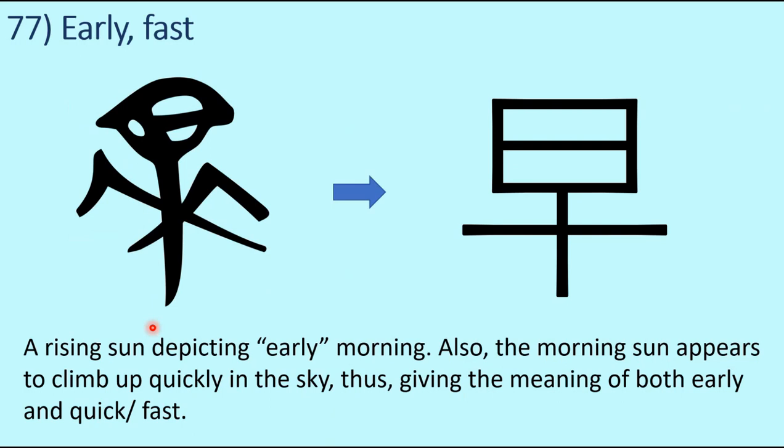Now, from where did it originate? A rising sun. As you can see here, the ancient form of this character, a rising sun. This is the sun which is rising from behind the hills. So a rising sun depicting early morning. Also, the morning sun appears to climb up quickly in the sky, thus giving the meaning of both early and quick, fast. And because of that, this character has been standardized to represent early and also fast or quick. So this is how it evolved.